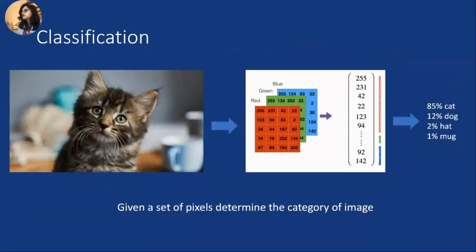So what is classification? The idea of classification is that you have an image, you have a bunch of pixels with values in the red, green, blue bands, and all of those get converted into some kind of numerical list. And then your classifier will tell you, this is 85% cat, 12% dog, 2% cat, 1% mug. So basically, the idea is you take an image, you put some categories on top of it.